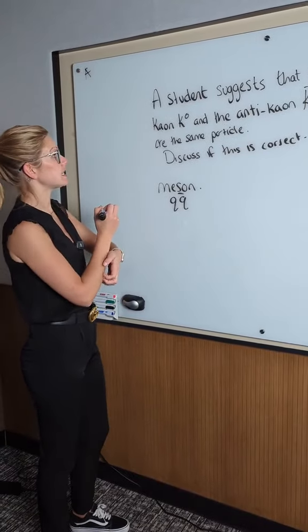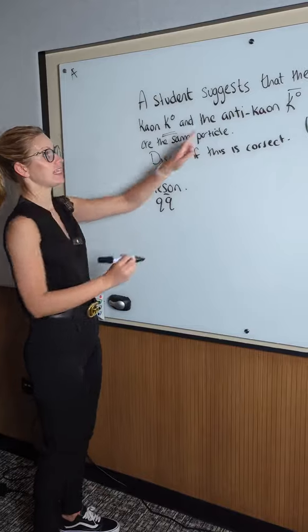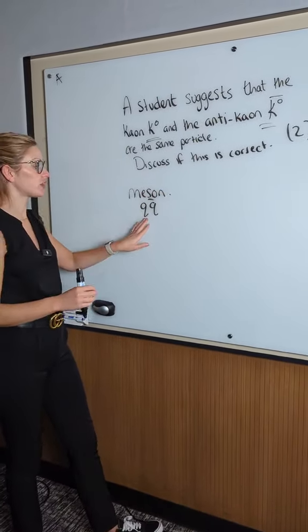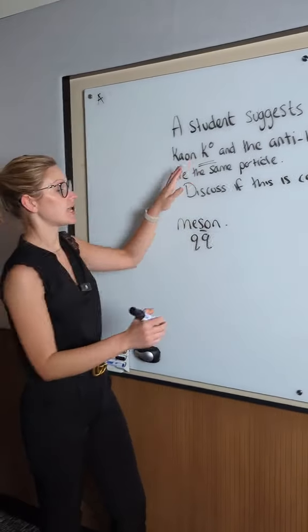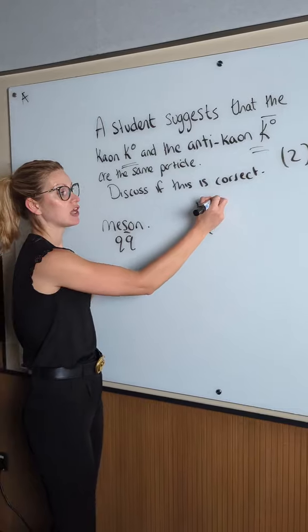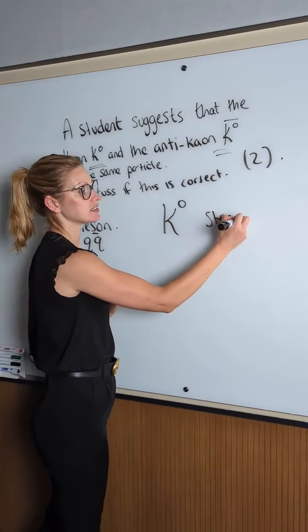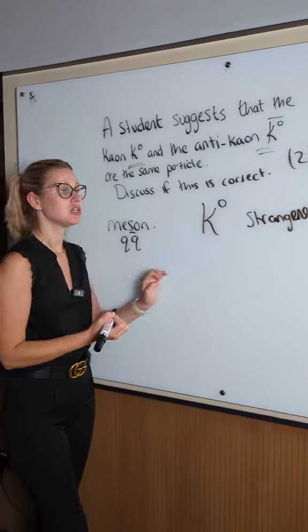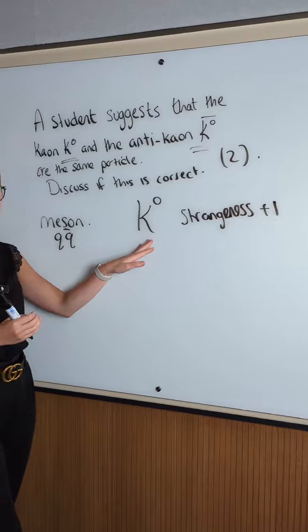So the student says that the kaon, K0, and the antikaon are the same particle. They want to discuss if that's correct. So we're basically trying to find out what the quarks are inside it. Okay, you have to rote learn that a kaon 0 has a strangeness of +1, okay? So that means it has to have some strange particles inside it.